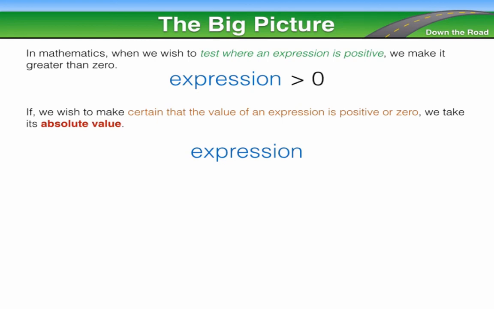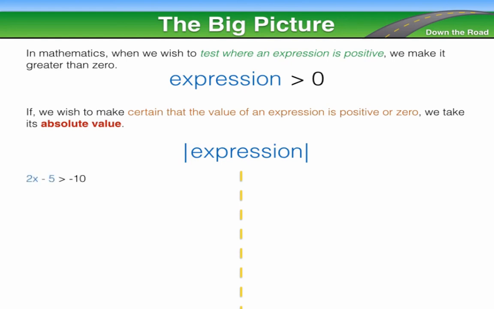If we wish to make certain that the value of an expression is positive or zero, we take its absolute value. So, know the difference between testing whether an expression is greater than zero, that's called making an expression testable, and knowing for certain when the expression is positive or zero. And by doing that, we do the absolute value. Let's compare the two situations.